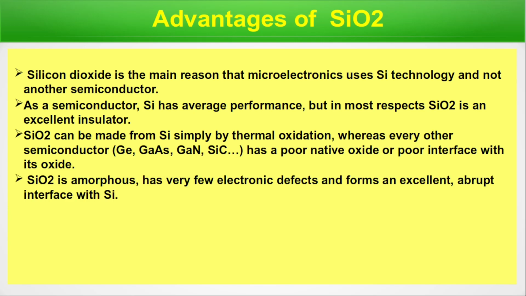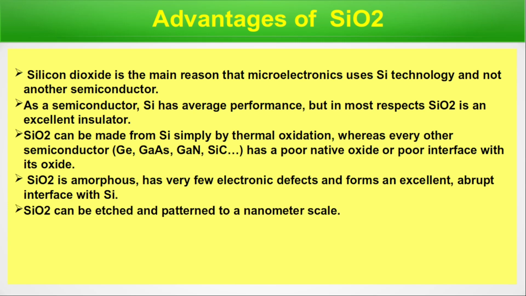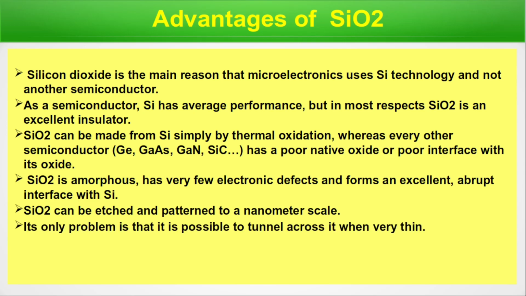Silicon dioxide is amorphous, has very few electronic defects and forms an excellent abrupt interface with silicon. Silicon dioxide can be etched and patterned to a nanometer scale. Its only problem is that it is possible to tunnel across it when it is very thin. In later slides, we will understand this is the reason why we are choosing High-K Dielectrics. We are done with this slide. Now let's move to the next slide.